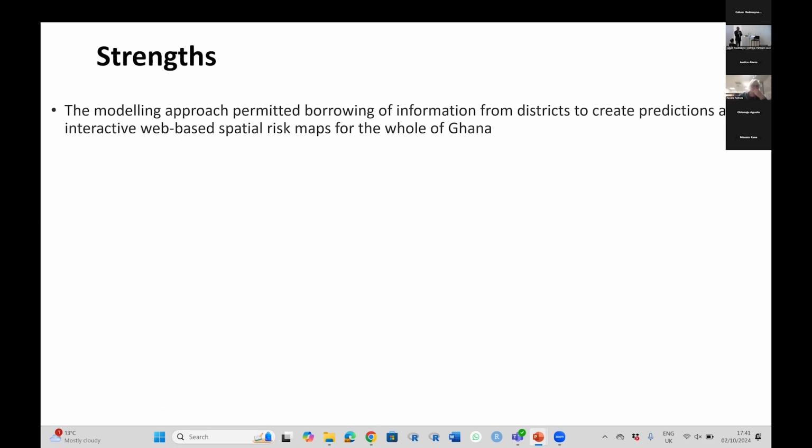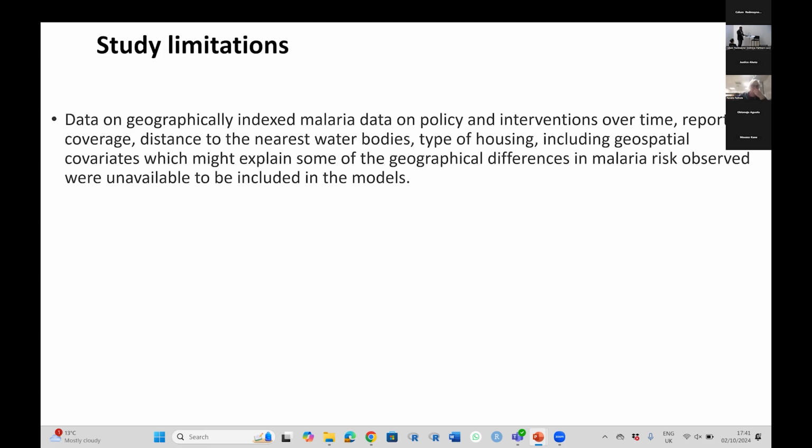Strengths. Because in the modeling, we take into account the neighboring effect of each district. So districts that have lower counts, we can borrow information from districts with higher counts. So the issue of unstable predictions is minimized because you have a good number of counts to deal with the neighboring matrices. So that is one good thing about this modeling process.